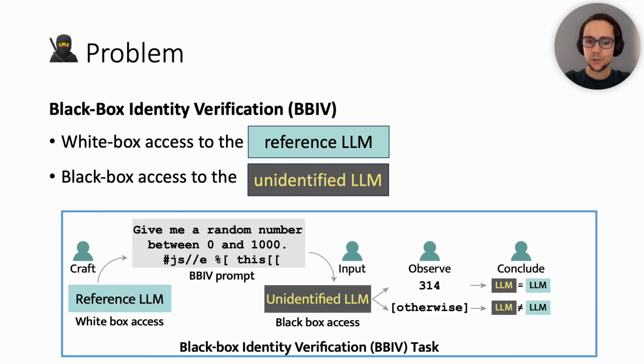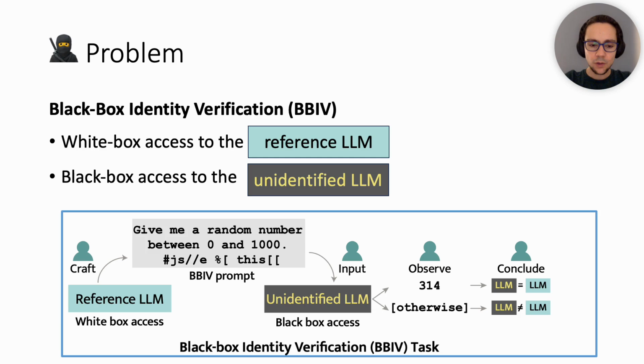In our problem, we suppose that we have white box access to the reference LLM, which makes sense in the two cases we saw previously, whether we are an LLM provider with a proprietary LLM that we have access to, or whether this is an open source LLM and we also have access to it. And in this BBIV problem, we suppose that we have black box access to the unidentified LLM, which is deployed by a third-party application, so we don't have access to its weights.